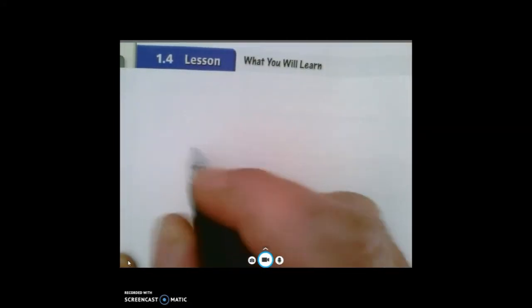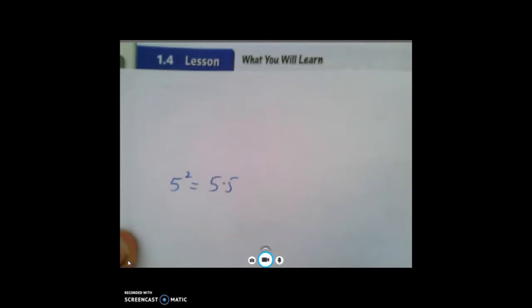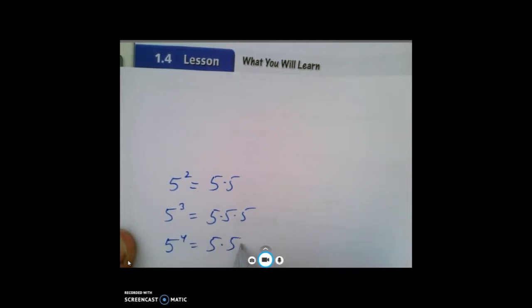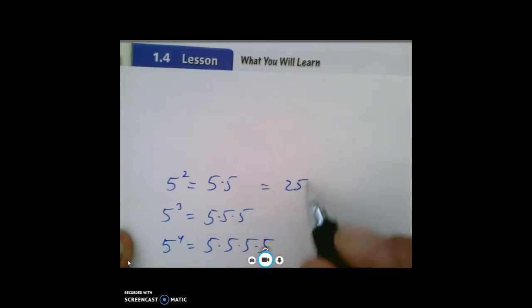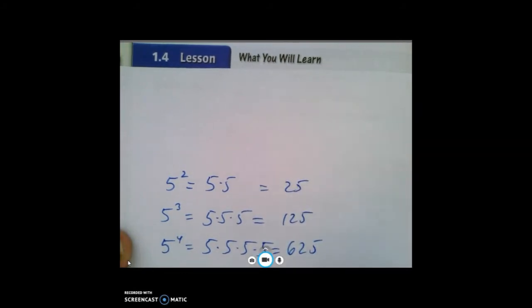All right, so I have a piece of scratch paper here, so I'm going to try and go through and see if we can build our laws here. Now, let's start with something we know. Let's say 5 squared. Well, 5 squared by definition is 5 times 5. All right, it's 2 5s. 5 to the third would be 5 times 5 times 5. 5 to the fourth, well, you get the point, 5 times 5 times 5 times 5. So if we multiply these out, we get 25, we get 125, and here we get 625.